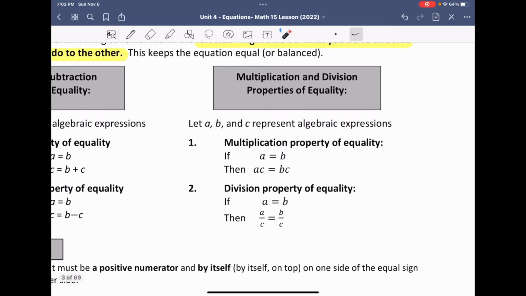Similarly with multiplication, we can take some original numbers, a and b, set them equal to each other, and if I multiply to the left, I must multiply to the right. We know the operation has to be done on both sides. And then finally, if I have a equals b and I want to divide, well, we know we have to divide both sides by one given value here. Let's say that's value c. It has to be done to both sides here.